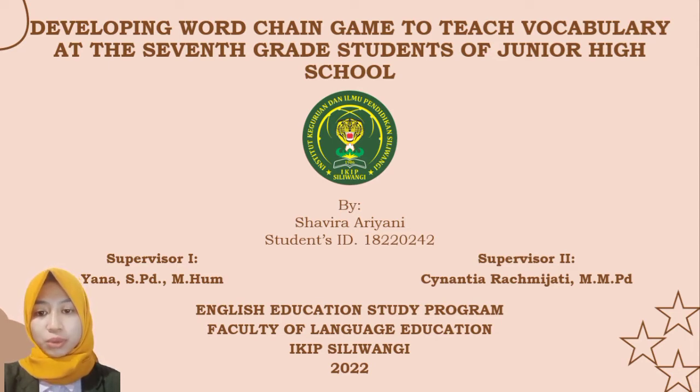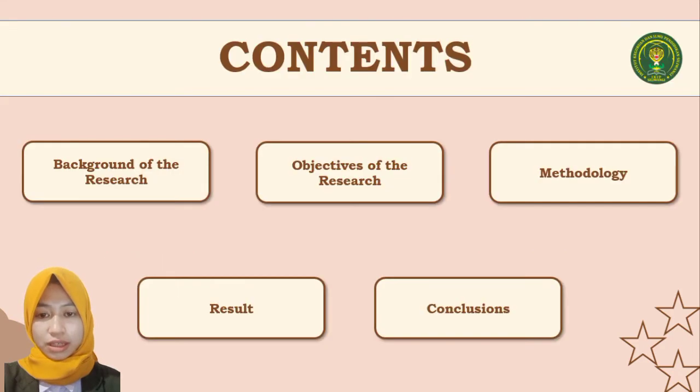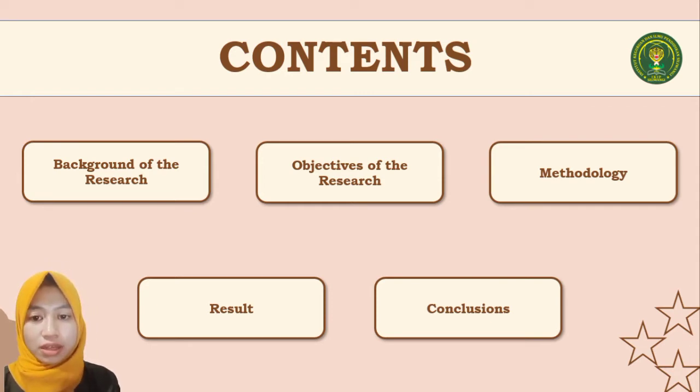So my final project is under the title Developing Word Chain Game to Teach Vocabulary at the 7th grade students of junior high school. This research consists of 5 contents. The first one is background of the research. The second one is objectives of the research. The third one is methodology that consists of research design, subject of the research, and instruments. The fourth one is results, and the last one is conclusion.